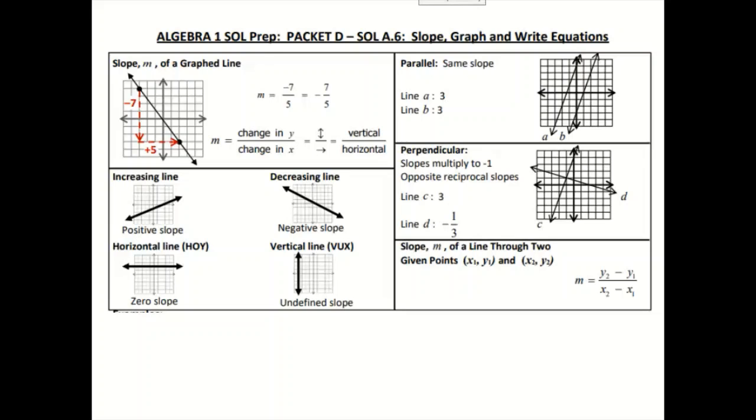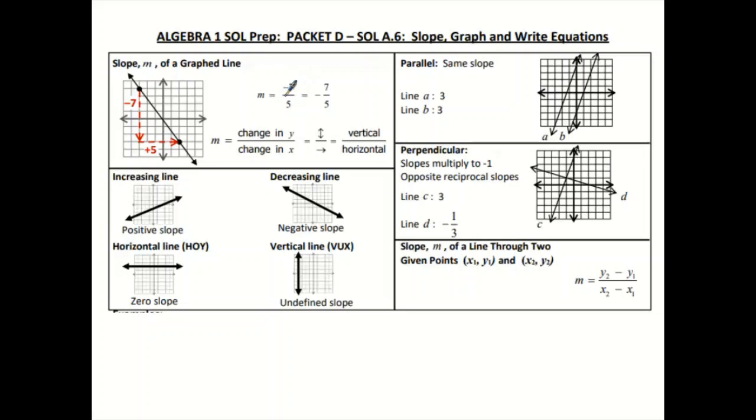In this video, we are going to be looking at slope, graphing lines, and writing equations. Just a quick refresher on some key terms that have to do with this. If we take a look here, the slope of our line, we can count that on a graph. If we start up here, we go down 7 to the right 5.